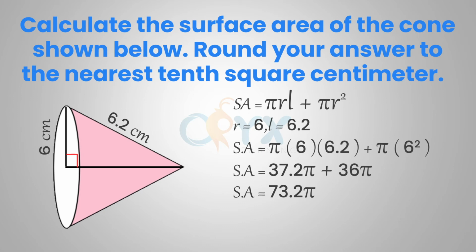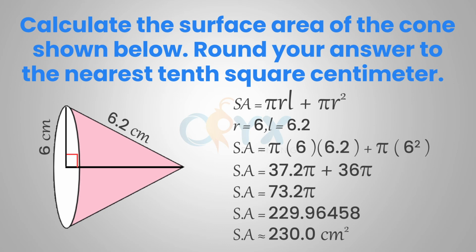Multiplying 73.2 by pi, we get a surface area that's 229.96458. In the directions, it says round to the nearest tenth square centimeter, so the surface area is approximately 230.0 centimeters squared.